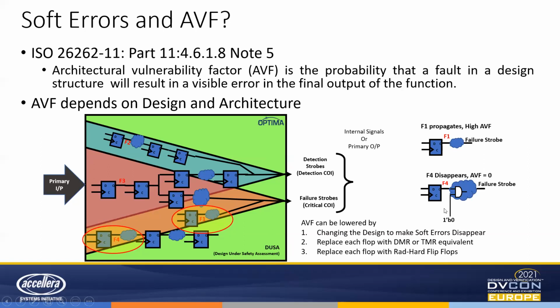And how do you lower the AVF? By changing the design to make soft errors disappear. For example, put in gates or a TMR kind of flop, or replace each flop with radiation-hardened flip-flops. But do you want to do it for the whole set of flops in the design, or only for the set of flops whose AVF is high?